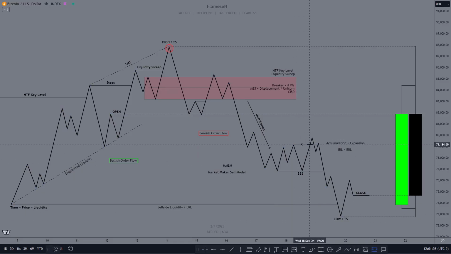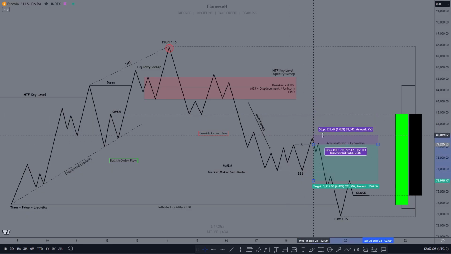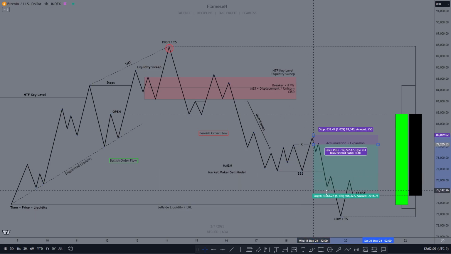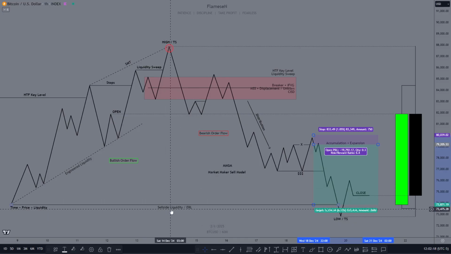Once you see this set, you can maybe wait for it to come back below this high, then obviously set your stop loss above the high there. And then you will be targeting, your first target would be obviously the lows here, which is this liquidity level. And then your second target would then be this sell side liquidity here.